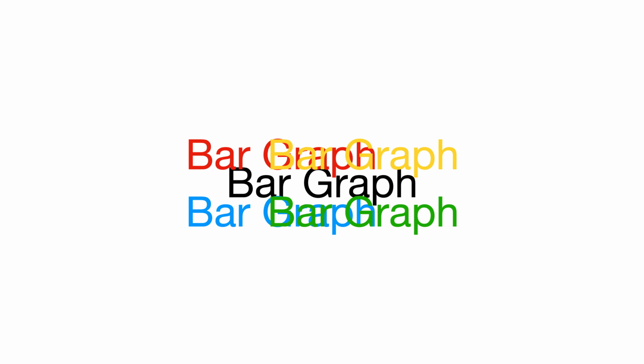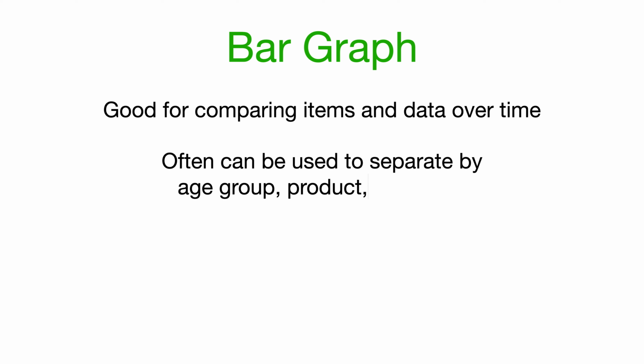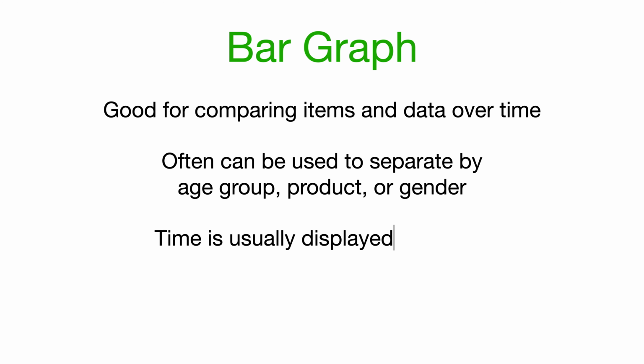So the first is going to be a bar graph, and let's go over everything you need to know about a bar graph. A bar graph is good for comparing items and data over time. It often can be used to also separate things by age group, product, or gender. Just anything you're segmenting by group, a bar graph is a good way to do it. And when you're doing a time-based bar graph, time is usually displayed on the x-axis.